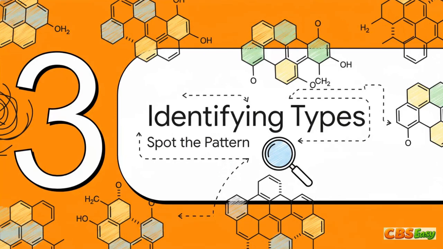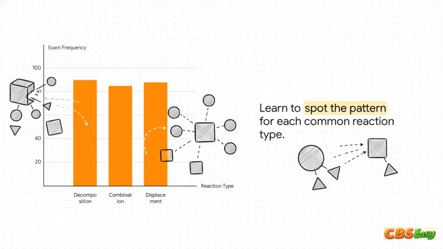A very common board question is where they just give you a reaction and ask, hey, what type is this? The secret here isn't memorization, it's learning to spot the patterns. You can almost think of chemical reactions like sentences. A decomposition reaction starts with one big thing, and it breaks apart into several smaller things.